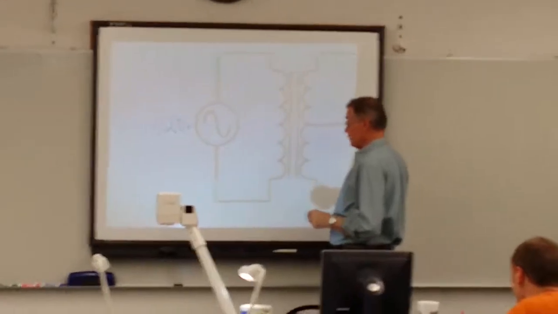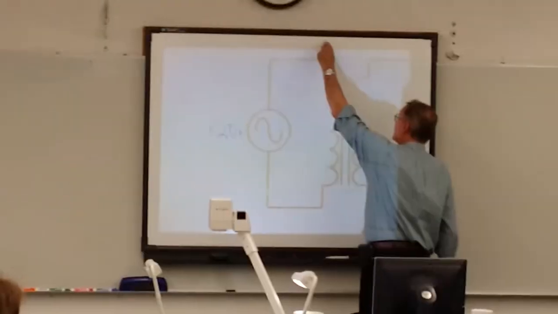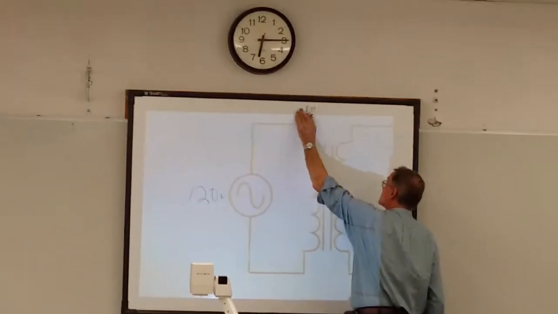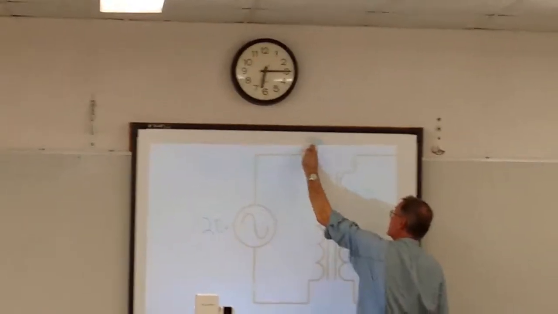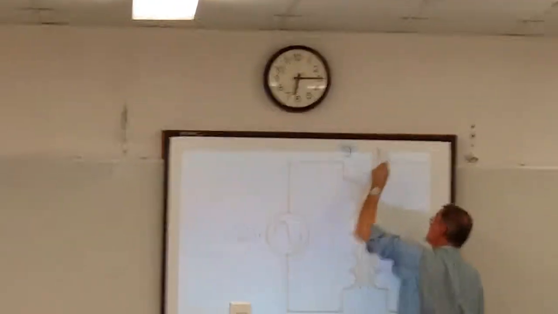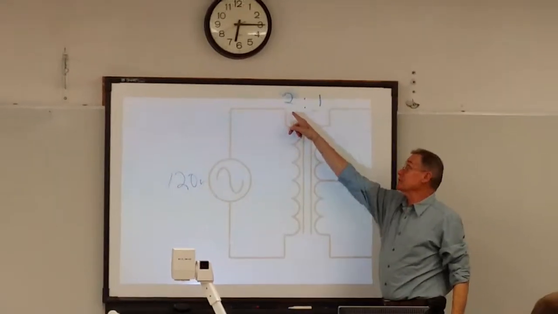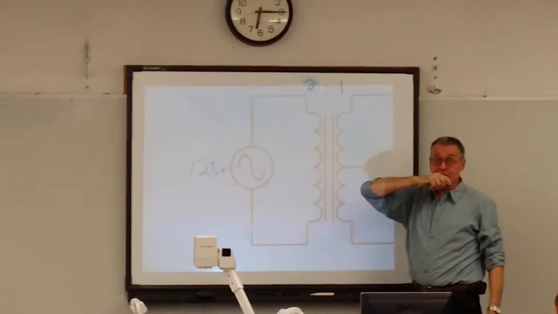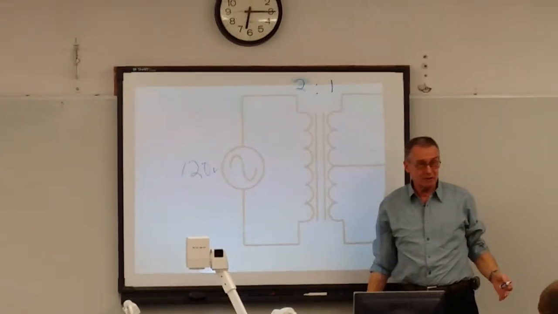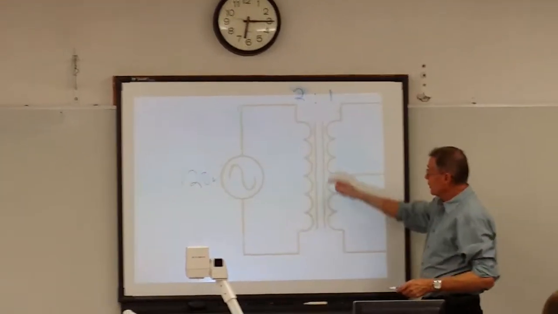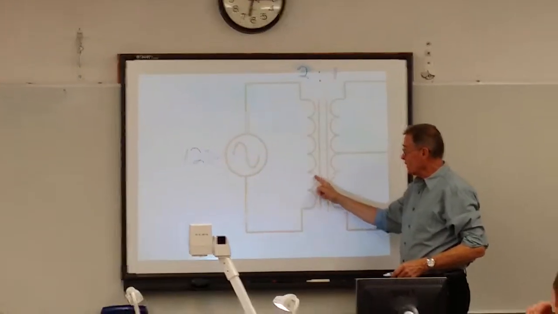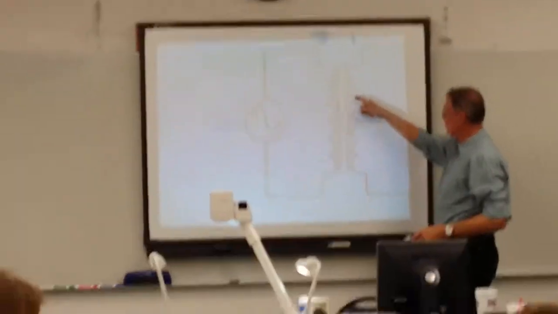So if the RMS is 120, and I have a ratio of, just to keep it as simple as possible, 2 to 1, what that says is for every 2 turns on the primary, there's going to be 1 turn on the secondary. That's what that means, right? It's the turns ratio, the number of turns on the primary with respect to the number of turns on the secondary.